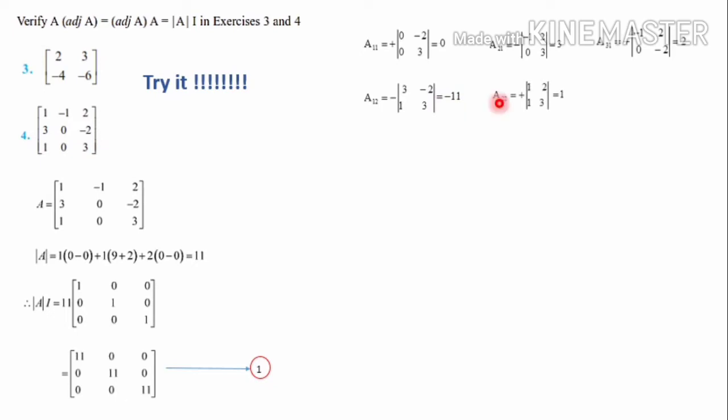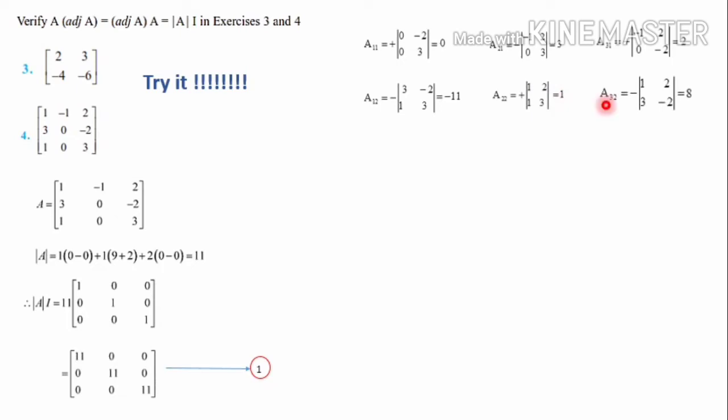Next is the cofactor of A22. A22 means second row, second element, that is 0. Row and column is gone. 1, 2, 1, 3 is the balance. 1, 2, 1, 3 is written. Outside sign is plus because 2 plus 2 is 4, an even number. 1 into 3 is 3, minus 2 into 1 is 2. So 3 minus 2, that is 1.